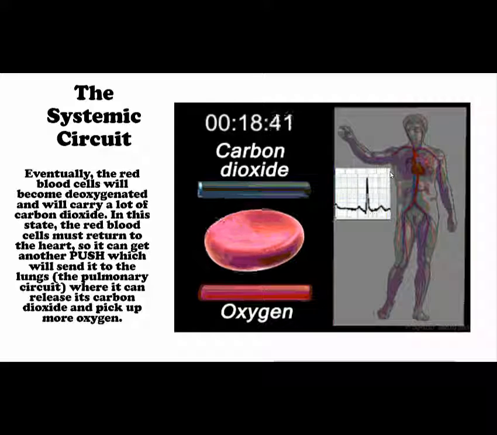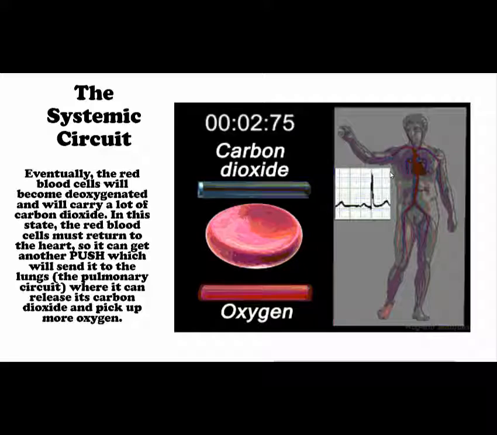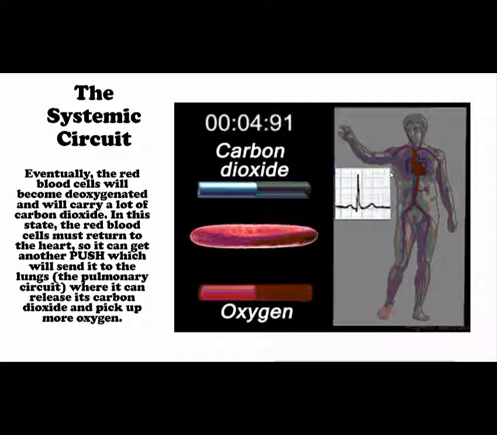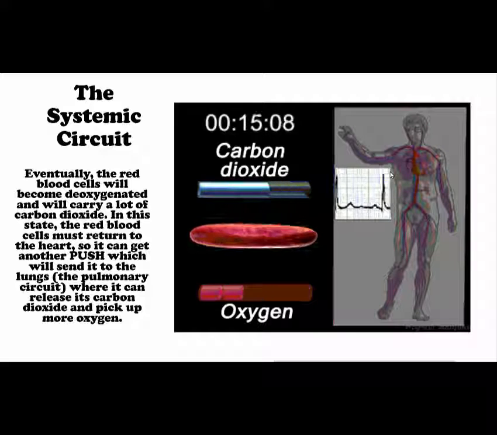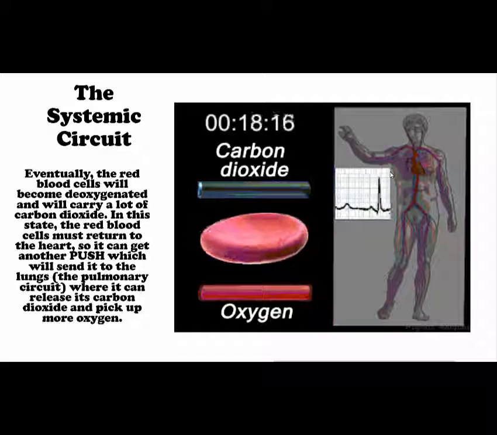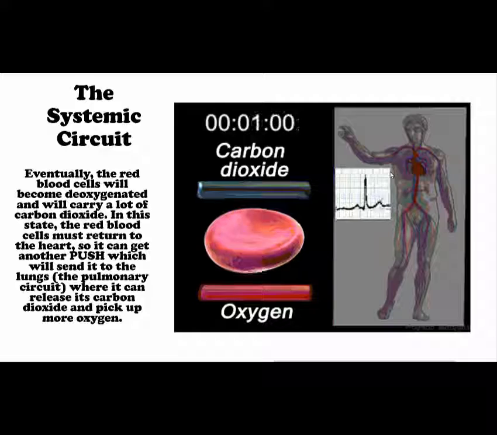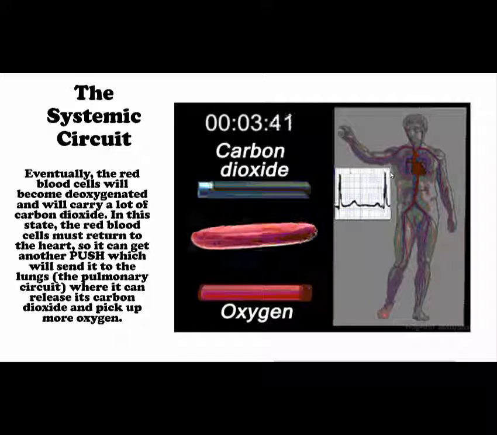Eventually, the red blood cells will become deoxygenated and will carry a lot of carbon dioxide. In this state, the red blood cells must return to the heart, which will send them to the lungs through the pulmonary circuit, where they can release their carbon dioxide and pick up more oxygen.